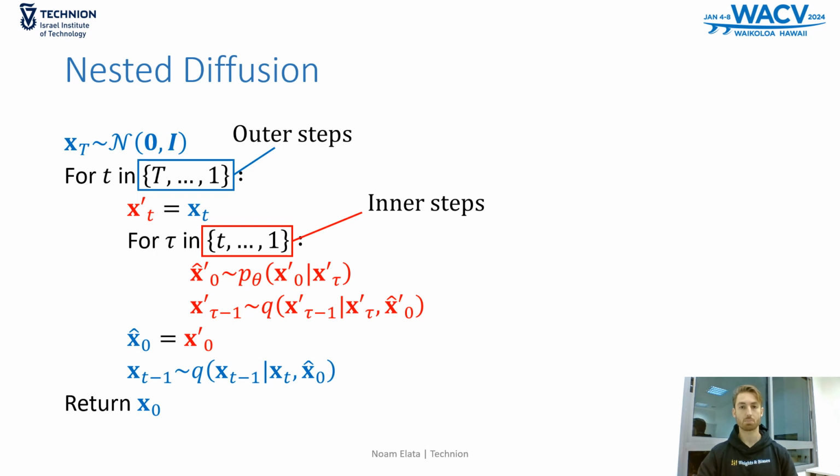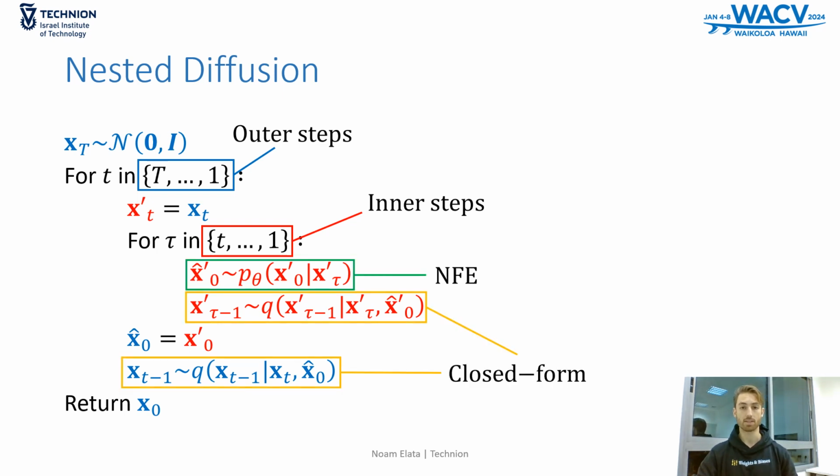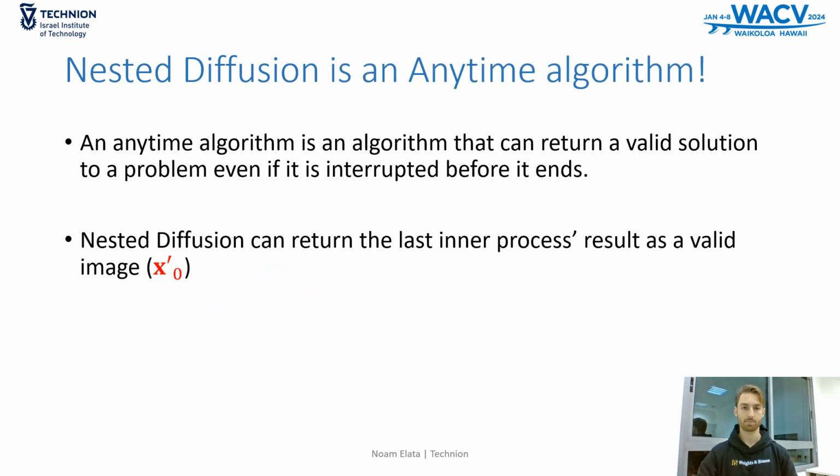Nested diffusion has a predefined number of outer steps, each of which can use any number of inner steps for its approximation of x0. Notice that only the inner diffusion process uses the deep neural network. Therefore, the computational cost of applying nested diffusion is measured by the number of neural function evaluations, or NFEs, in the inner process. Sampling from the known distribution Q is computationally negligible.